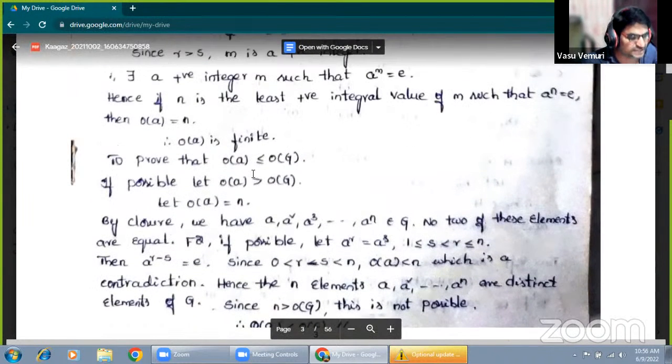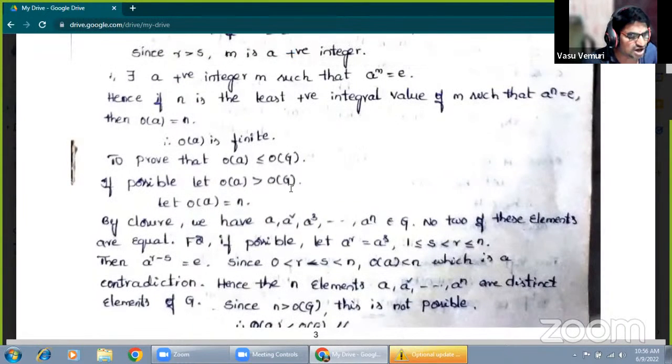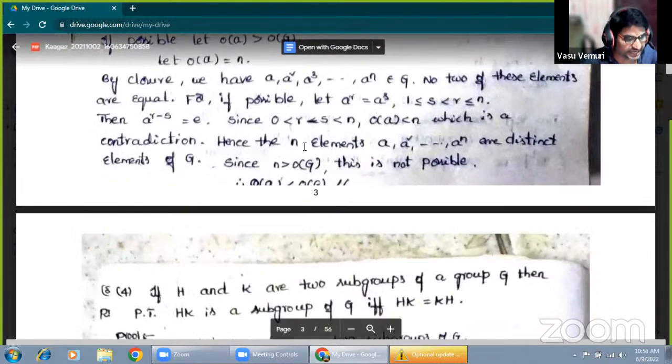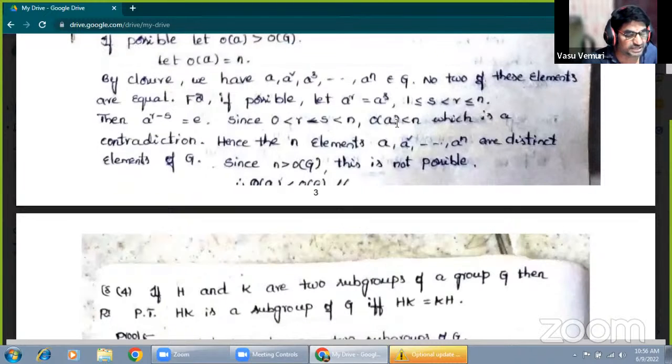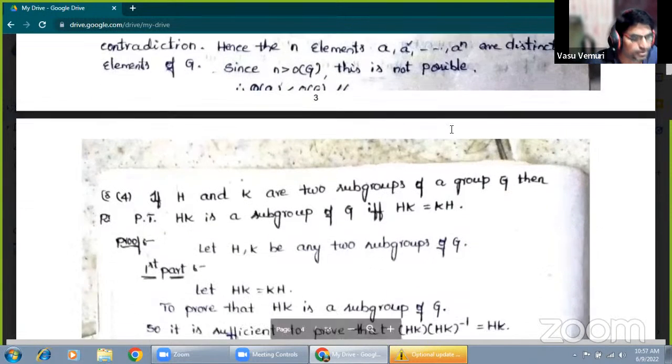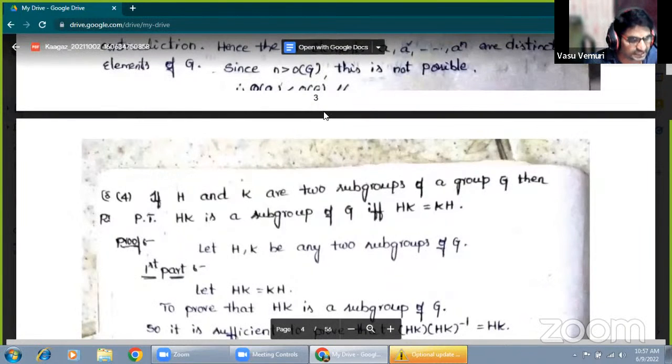Suppose in the above expression, the order of a is greater than the order of G. The order of G means n, the order of the group is n. So the order of a is greater than n. But this is the contradiction part, because we have to prove that the order of a is less than n. Now all the integral powers of the element, a square, and so on, a power n, are different and distinct elements of G. Therefore n is greater than the order of G. This is not possible. That's why the order of a is less than or equal to the order of G. Hence, that is the proof.